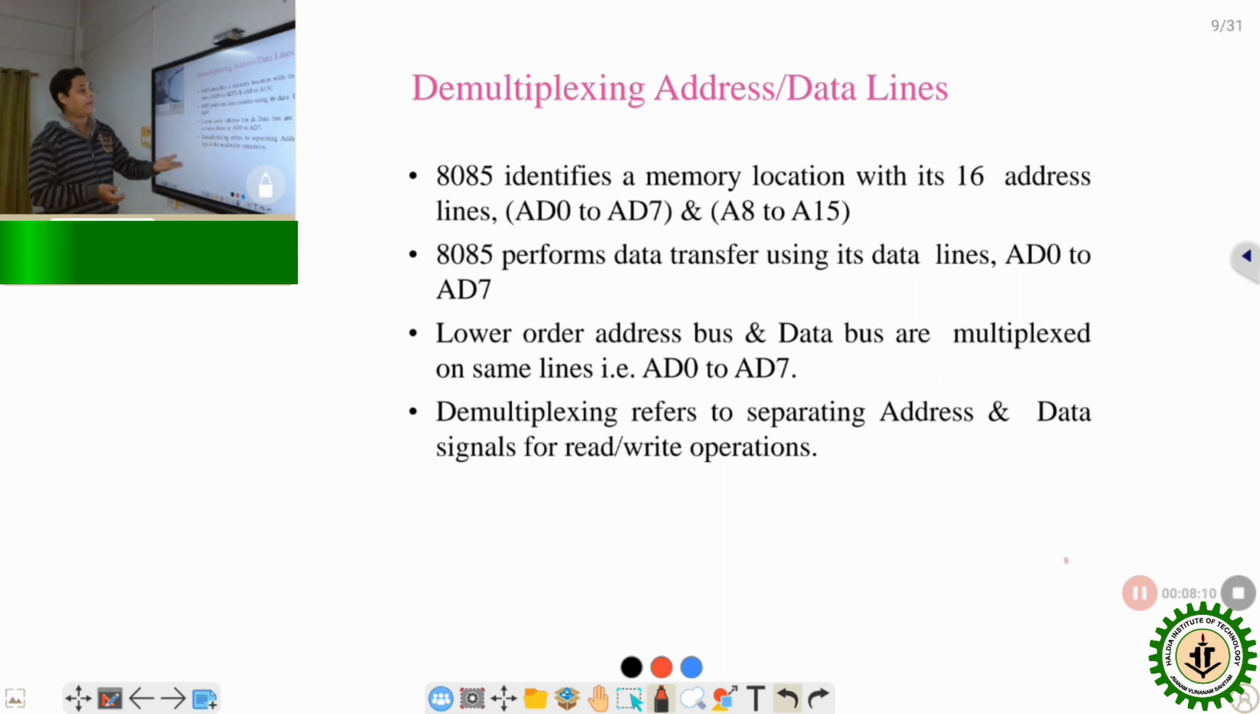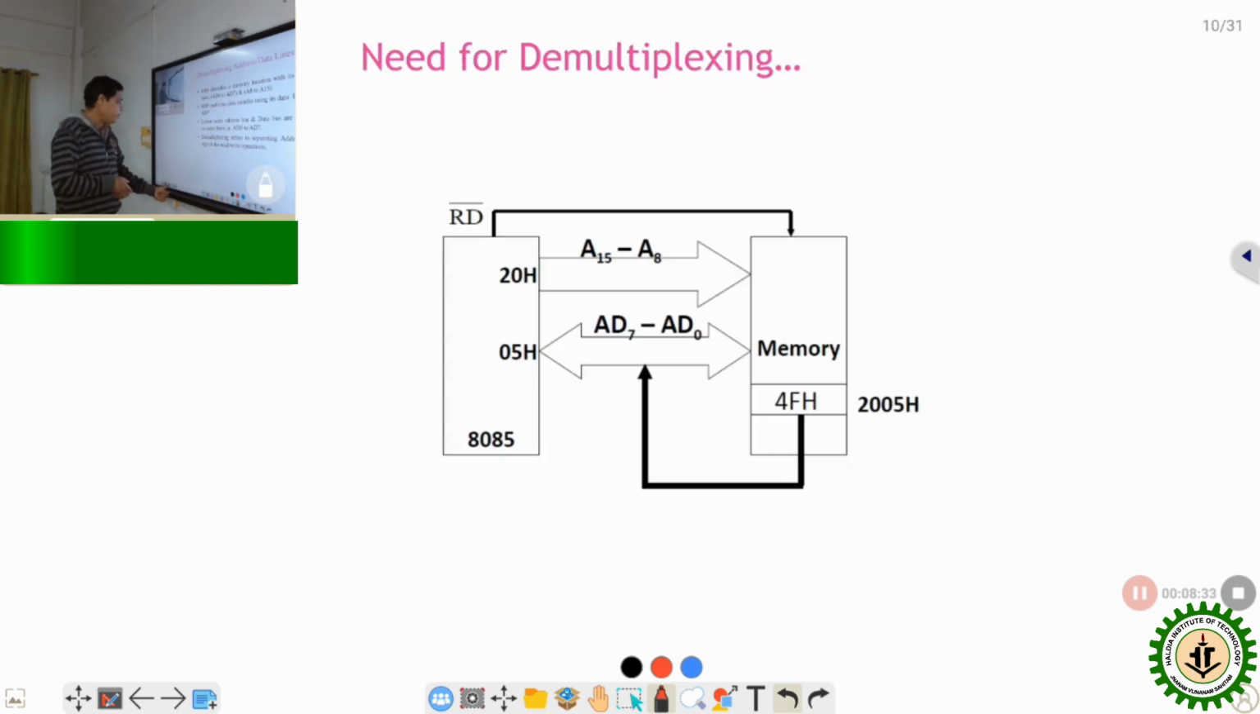Demultiplexing refers to separating the address and data signals for read and write operations. As the common lines are serving two purposes, that's why it requires demultiplexing, and demultiplexing is done on a time division basis. How is it done?